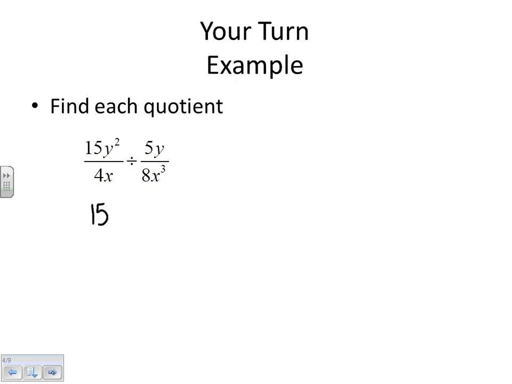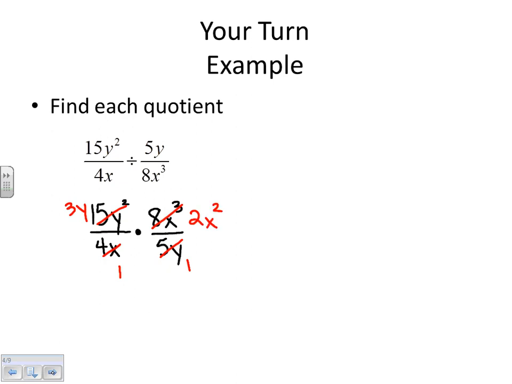Okay, so first of all, we rewrite this as 15y squared over 4x. And we got to flip and multiply. So we've got 8x cubed over 5y. And this one we can cross simplify. So this goes to a 1 and this goes to a 3y. We're cross simplifying here for a 1 and we simplify this into a 2x squared.